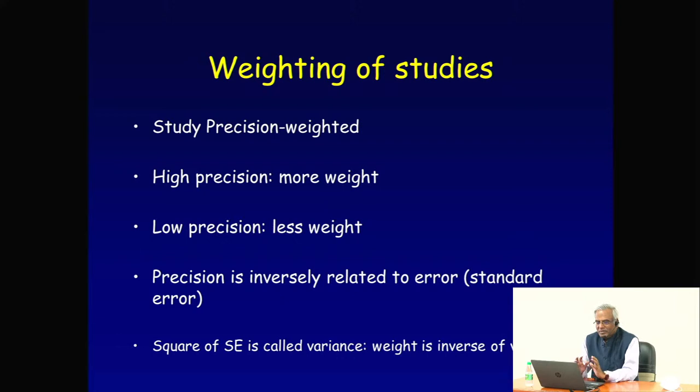So, you must remember this word because we will use it a lot subsequently. To repeat it, it is to capture both sample size and events and be applicable also to continuous outcomes. We use one word, and I say that studies are weighted according to precision. Since precision depends on error, which is standard error, less error, more weight, more error, less weight. And the square of standard error is called variance. So we can also say weight is the inverse of the variance. More variance, less weight. Less variance, more weight.